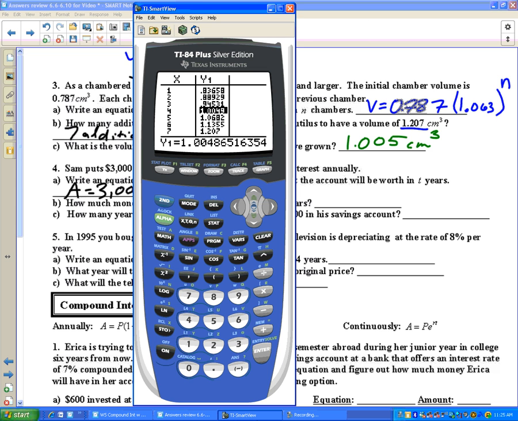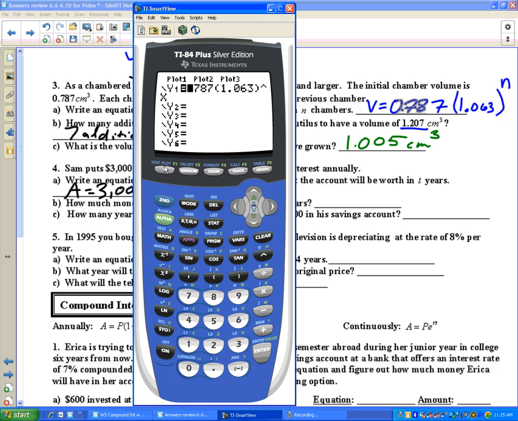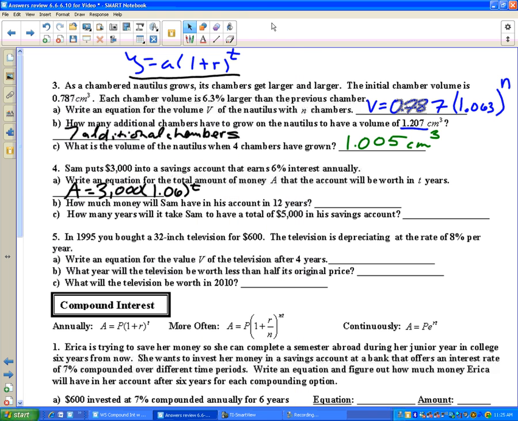So again, I go to my calculator, I hit y equals. I'm going to clear out, put in my new equation.